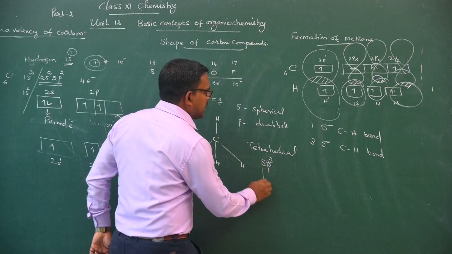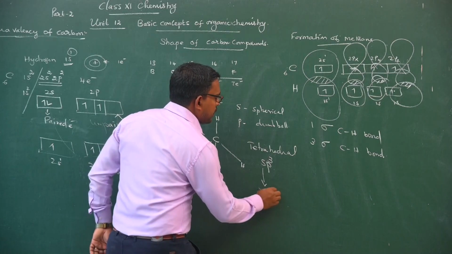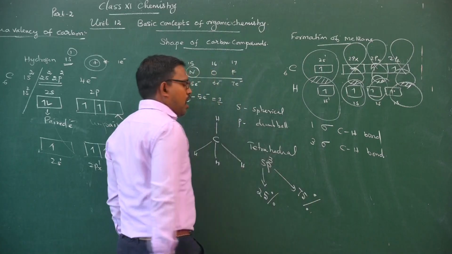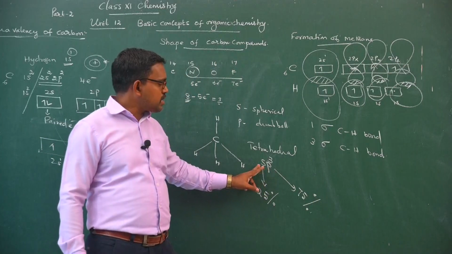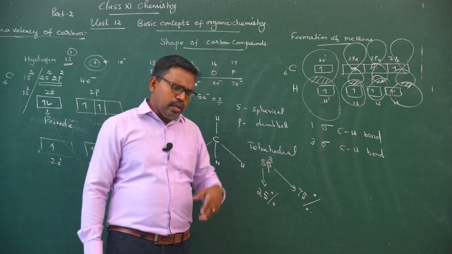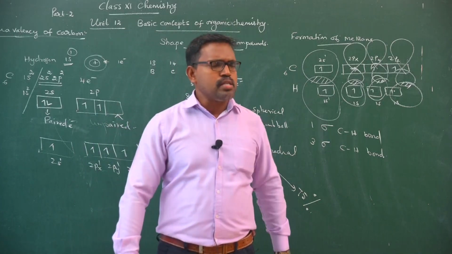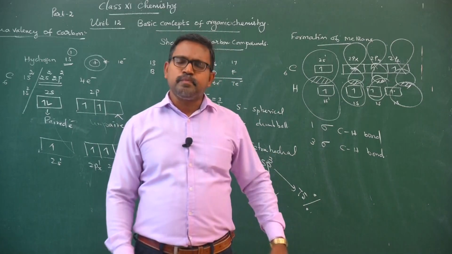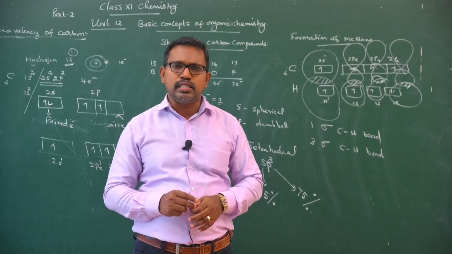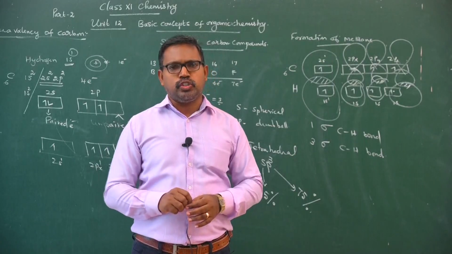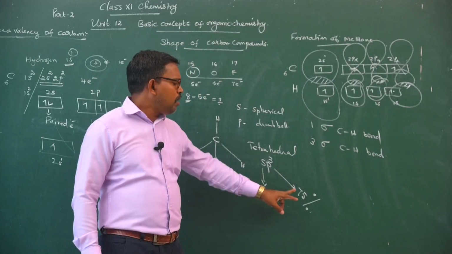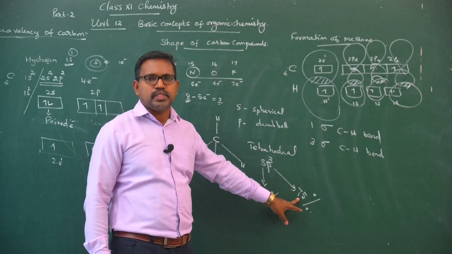Now we calculate the s character: 25% s character and 75% p character. Also you understand one concept from this hybridization: as the s character increases, the acidity of the molecule increases. Here the s character is very low, and the p character dominates at 75%.